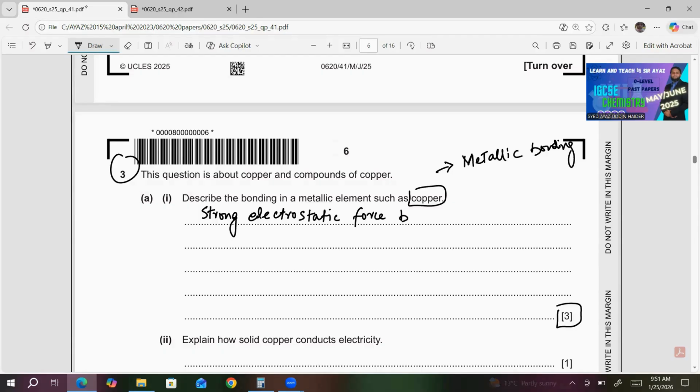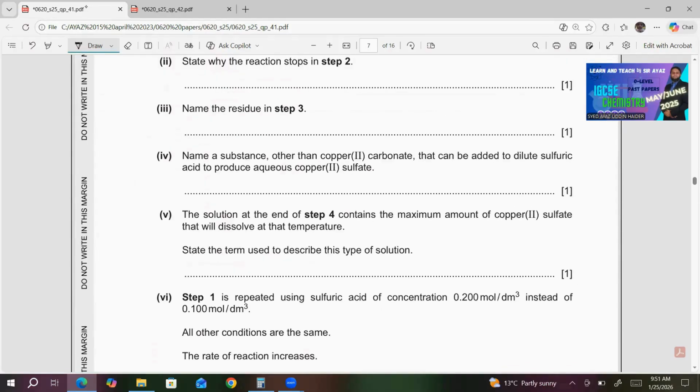And it's between copper cation. Remember, you have to write copper ion or copper cation. And delocalized or mobile electrons. So in this way, you're going to gain 3 marks.